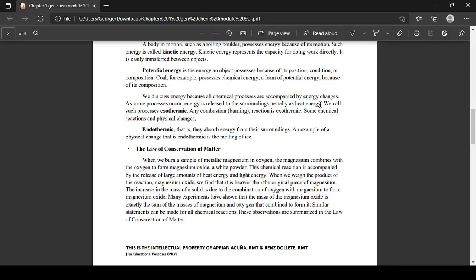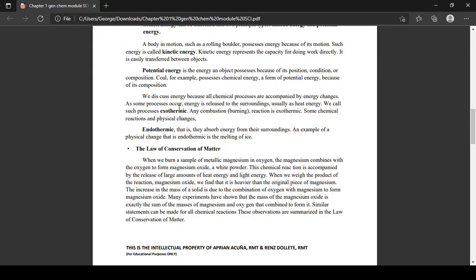You are producing heat energy, syempre ganun kakalayo siya, di ba? You are releasing energy to your surroundings. You produce combustion usually as heat energy. Therefore, that reaction is exothermic. Exothermic, correct? Ga-release kaya energy to your surroundings.